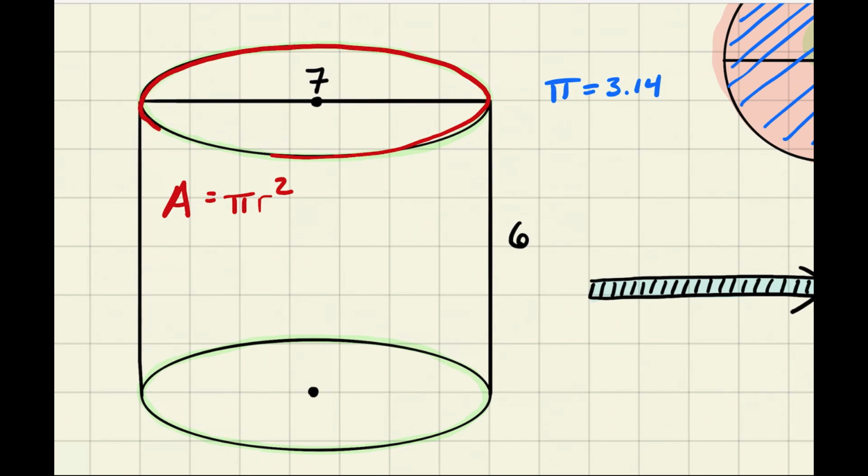You may be thinking, well, don't we have to do it twice because there's two bases? Not necessarily. Remember, the bases are congruent and parallel. That means that if we do it for one base, we've done it for both because the bases are congruent. They are the same. They have the same measurements. So if we need them, we can just double what we find.